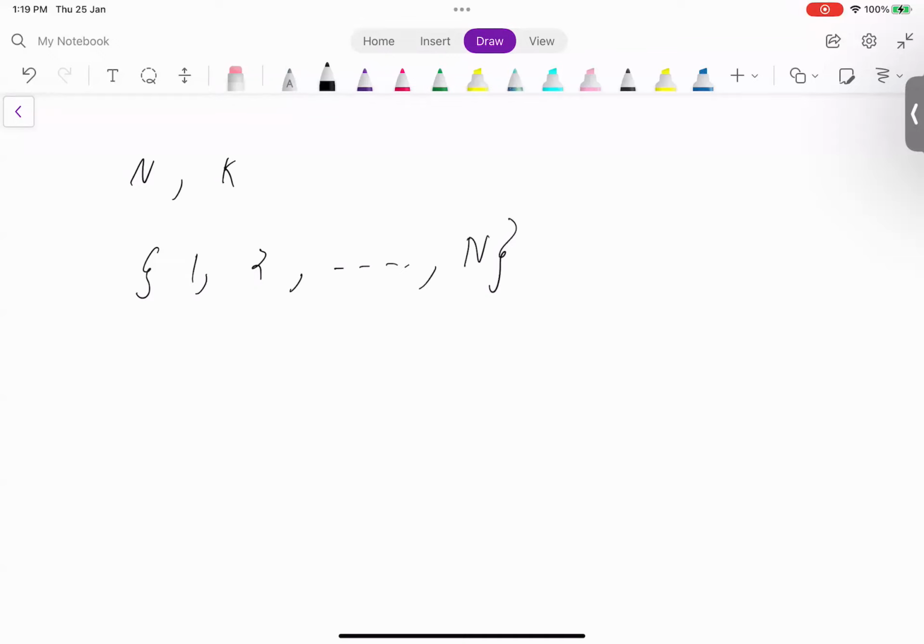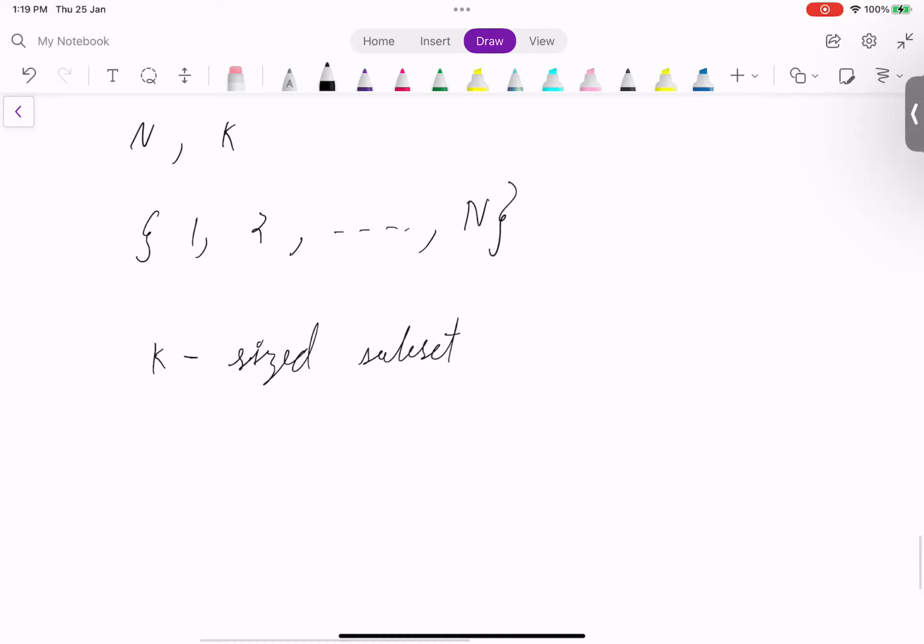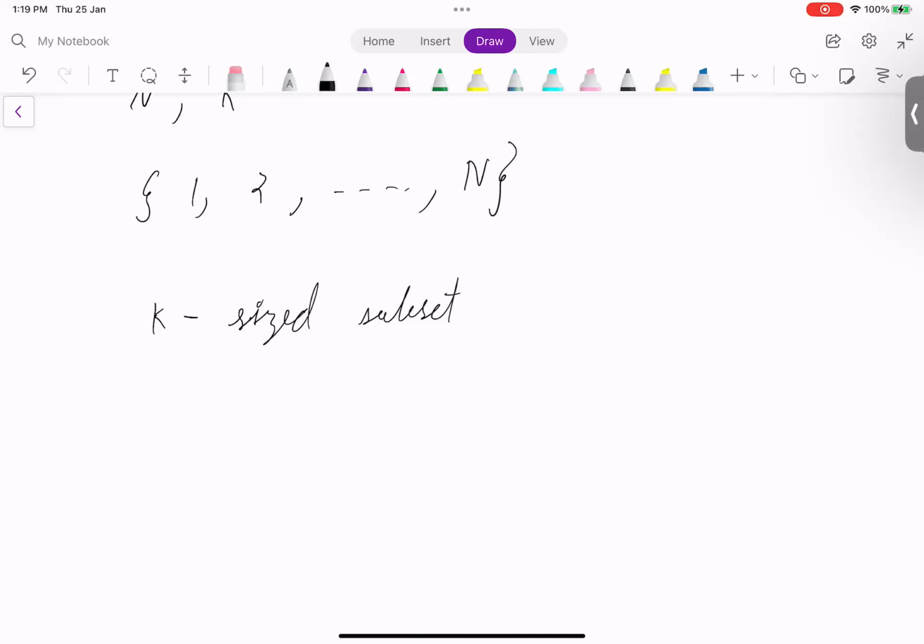So from this set, we need to pick a K-sized subset such that the K-sized subset that we pick should have the maximum GCD possible. In case there are multiple K-sized subsets that are answers, we can print any one. So we need to output such a K-sized subset which has the maximum possible GCD in this set.